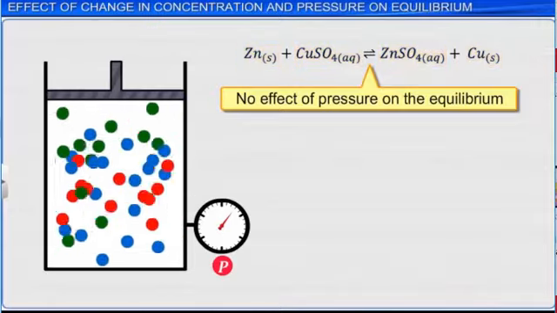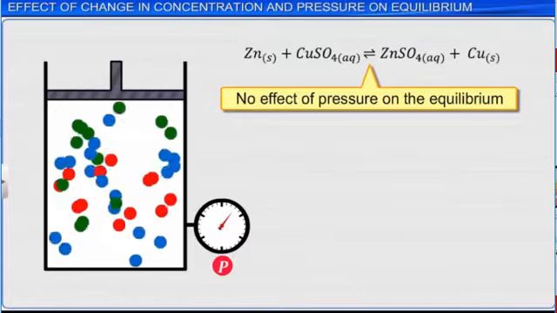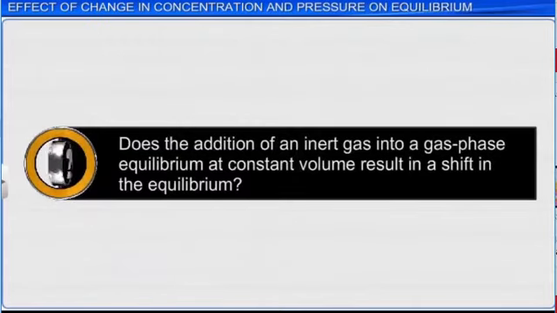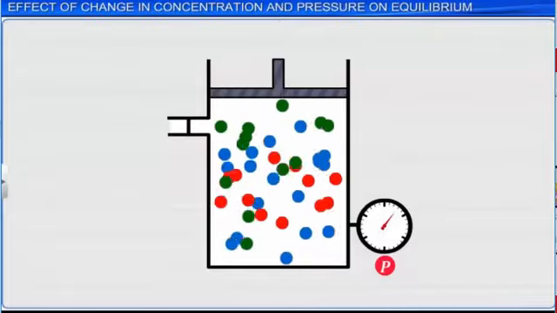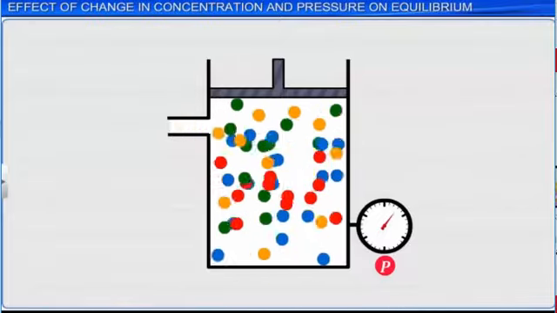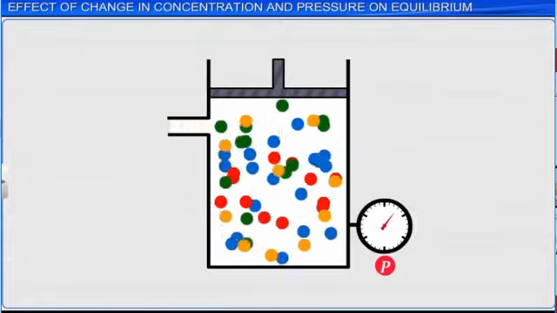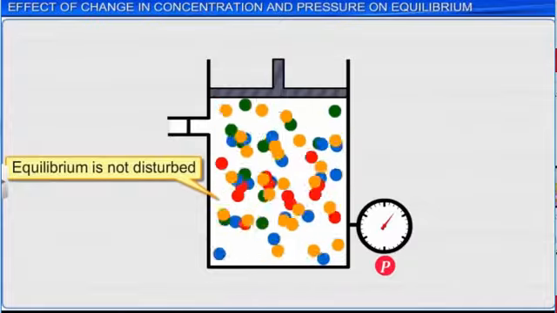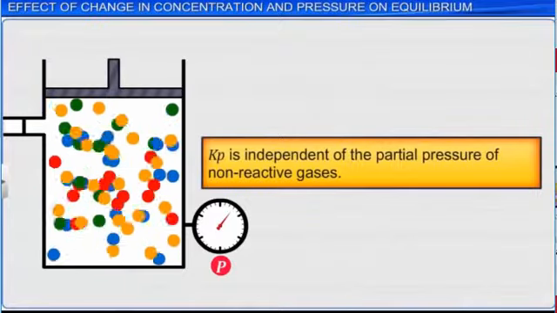Now, here is an interesting question for you. Does the addition of an inert gas into a gas phase equilibrium at constant volume result in a shift in the equilibrium? If the volume is kept constant and an inert gas such as helium or argon that does not take part in the reaction is added, then the equilibrium remains undisturbed. This is because the addition of a non-reactive gas does not change the partial pressure of the other gases in the container.